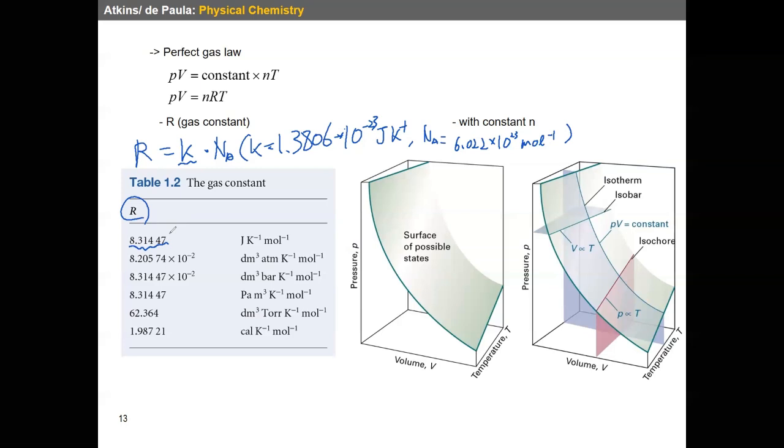I don't say that you have to remember this Boltzmann constant and the Avogadro number, but at least we have to know how this gas constant is derived and how this value is derived. We at least should know about these things.